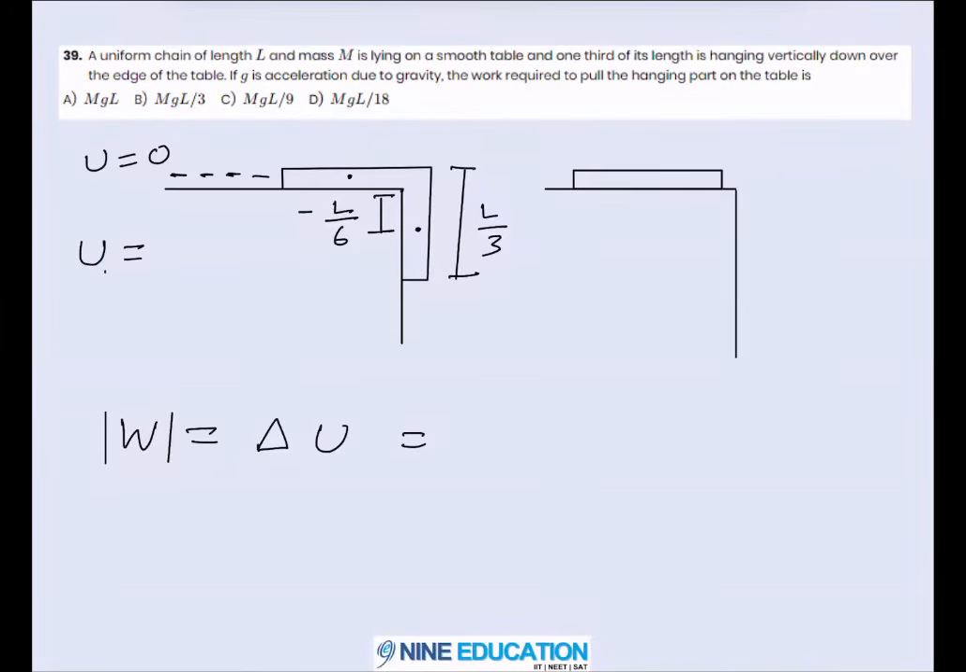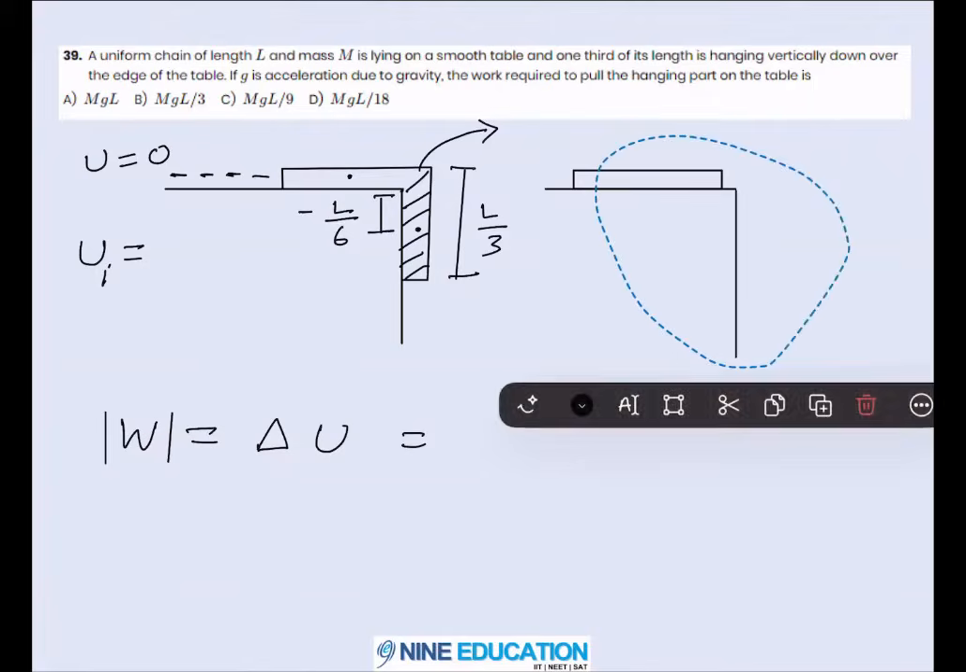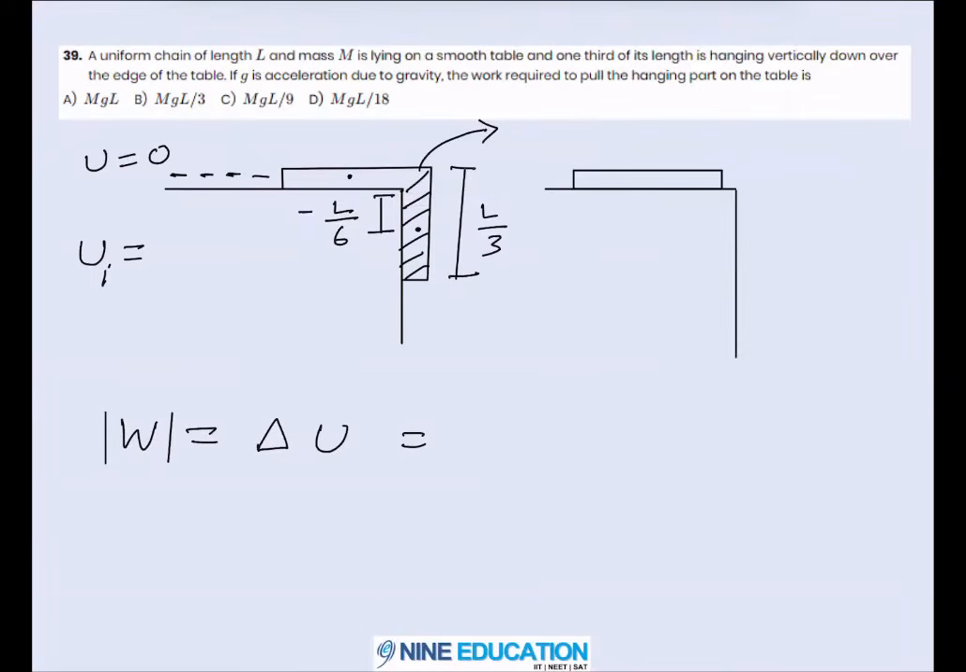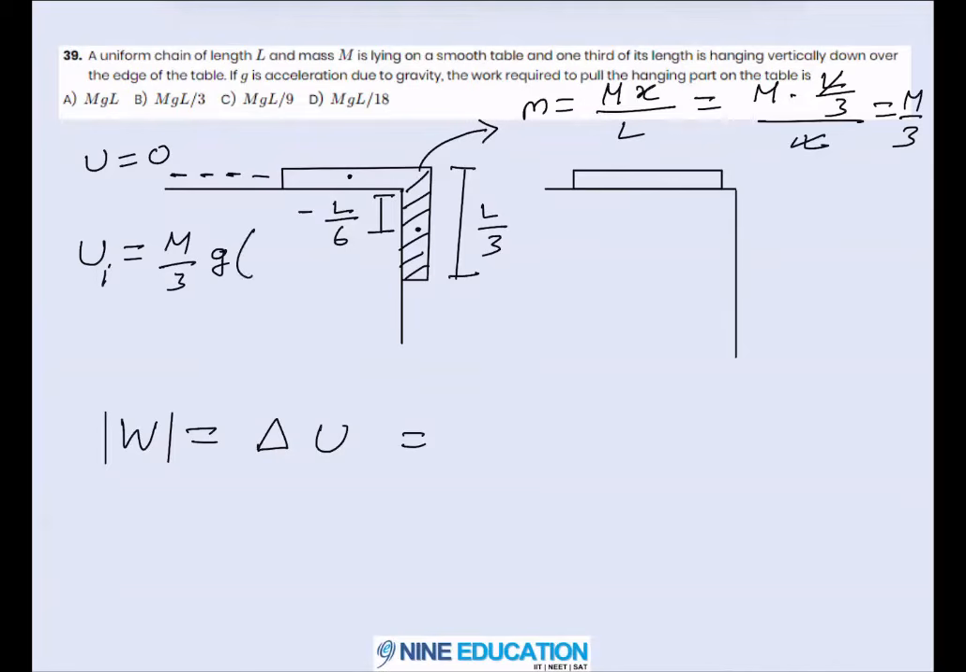That means the initial potential energy will be the mass of the hanging part. Now, how much is the mass of the hanging part? We know that if some portion of a rope is hanging, and the density of the rope is uniform, then that mass will be m into the length of the hanging part by the total length, right? That will be m into L by 3 by L, so that will be m by 3. So it will become m by 3 into g into depth. Depth is minus L by 6. So this will come out to be minus mgL by 18.